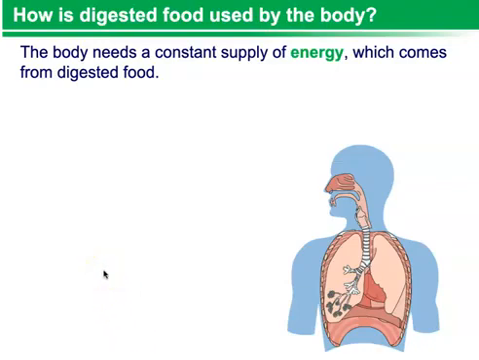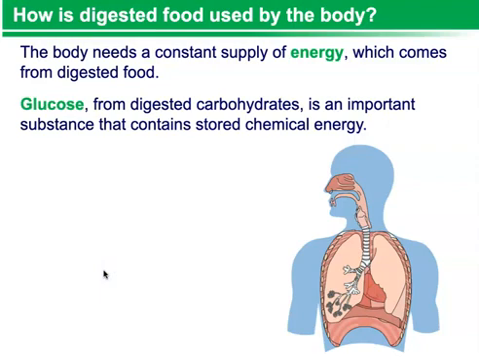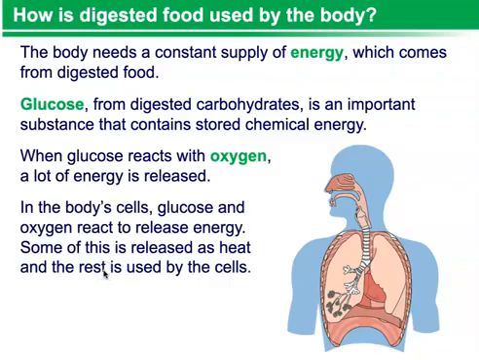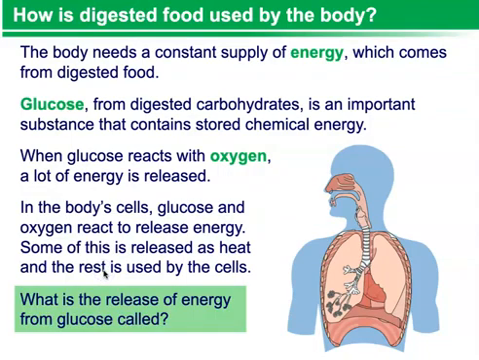So how is digested food used by the body? The body needs a constant supply of energy, which comes from digested food. Glucose from digested carbohydrates is an important substance that contains stored chemical energy. When glucose reacts with oxygen, a lot of energy is released. In the body's cells, glucose and oxygen react to release energy. Some of this is released as heat, and the rest is used by the cells. So what is the release of energy from glucose called?